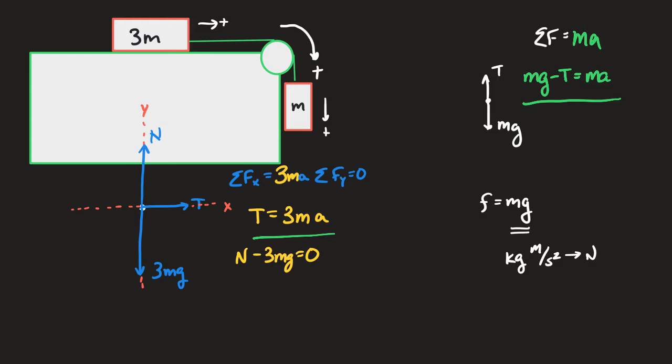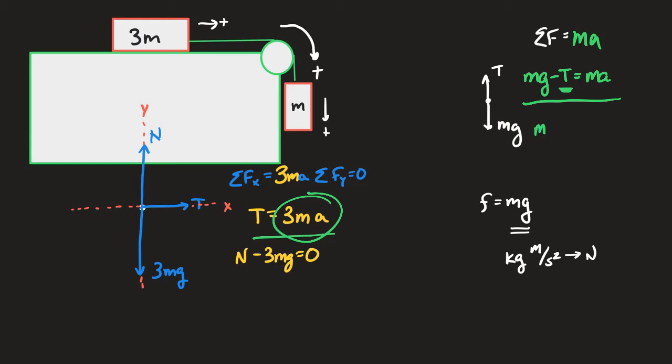So I'm going to eliminate t by substitution. That's what I'm going to do. I'm going to put 3ma in for t right here. Now, that's not the way I would do it most of the times. Most of the times I'll just add these two equations together. But I think most of you do substitution. So I'm going to stick with what you guys tend to do.